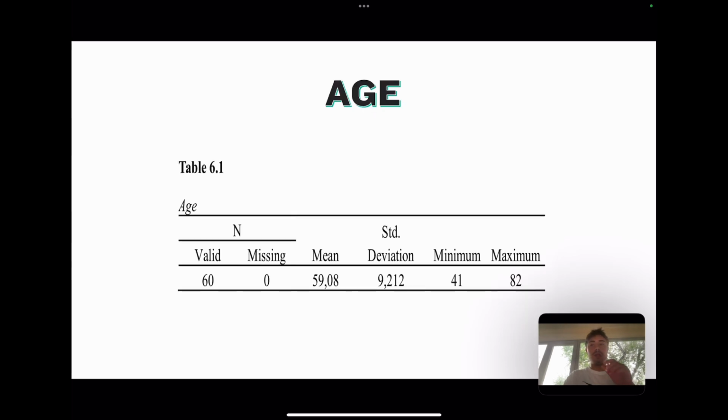And after that we have age distribution. The average age is about 59 years, with a standard deviation of 9.2 years. The youngest patient is 41 years old and the oldest is 82 years old. This tells us that most patients are middle-aged or older.